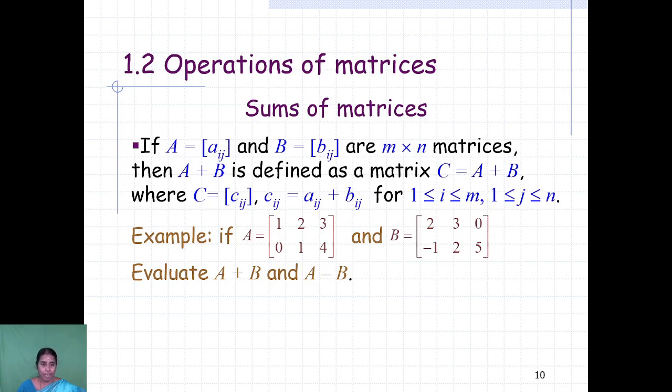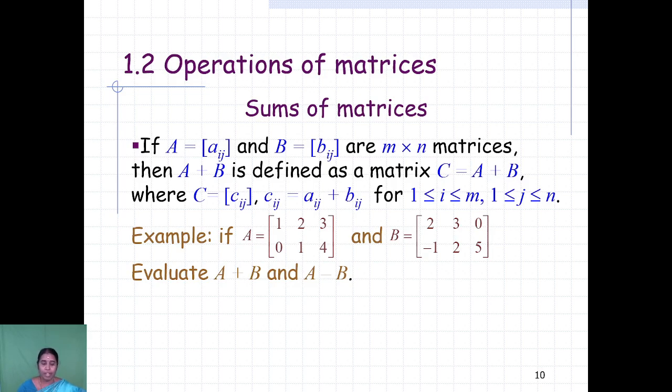If A equal to Aij and B equal to Bij are m by n matrices, each contains m rows and n columns. Then A plus B is defined as C equal to A plus B, where C is the element Cij, and Cij is equal to the sum of the elements Aij plus Bij for 1 less than or equal to i less than or equal to m and j between 1 and n.